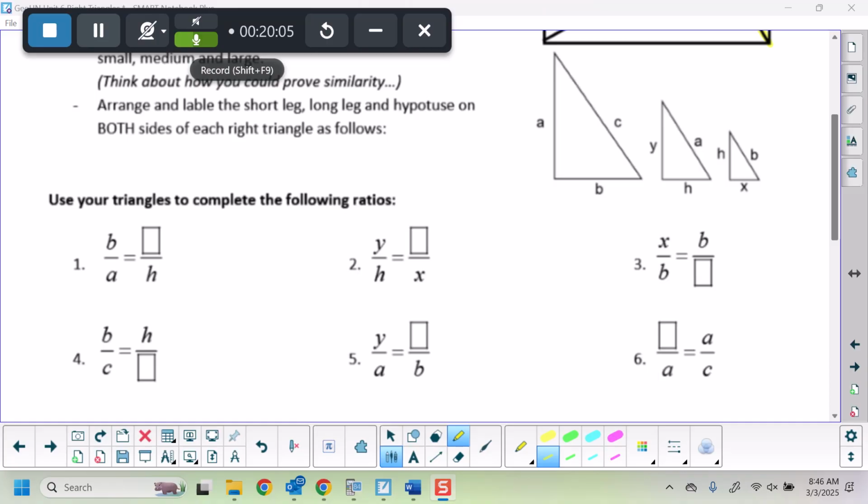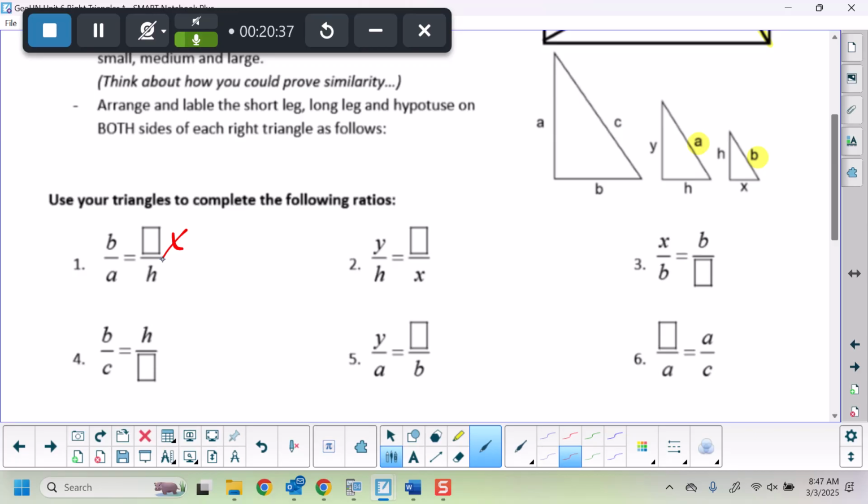When we're doing similar ratios, it's interesting when we match this up. If I'm talking about comparing B to A, it's not clear if I'm talking about this B or that B. If you put your triangles together, those two B's are the same. So if I talk about B to A, that is the same as X is to H. Thumbs up if you and your partner got that.